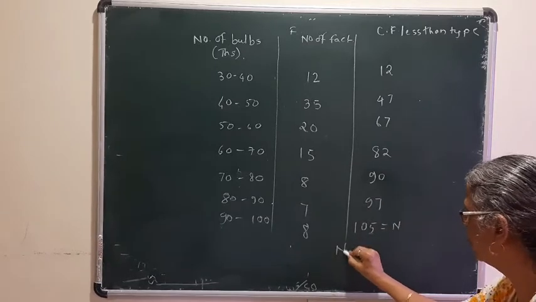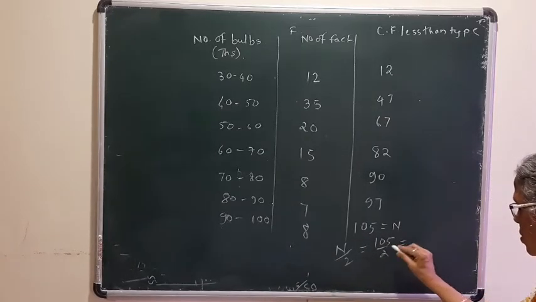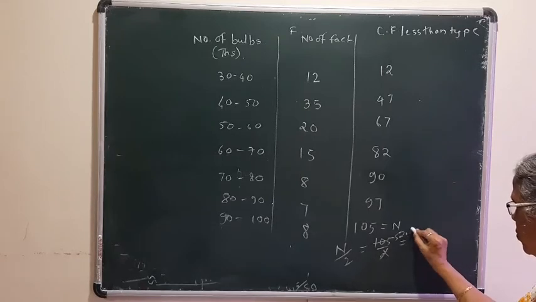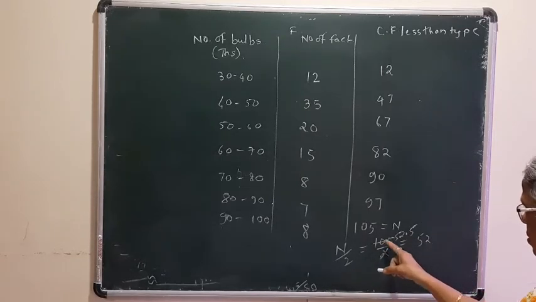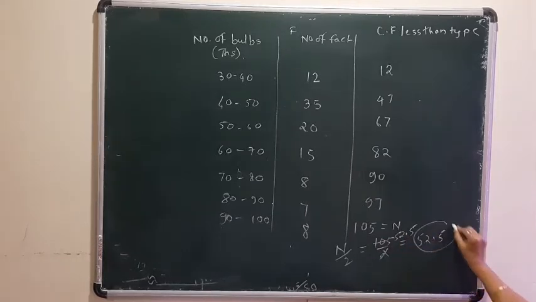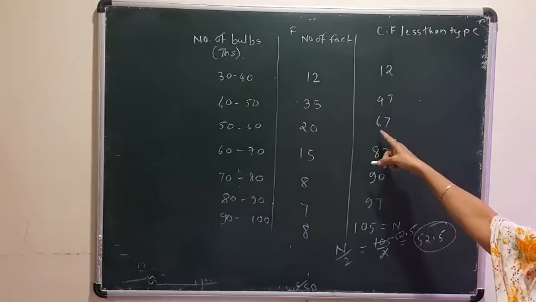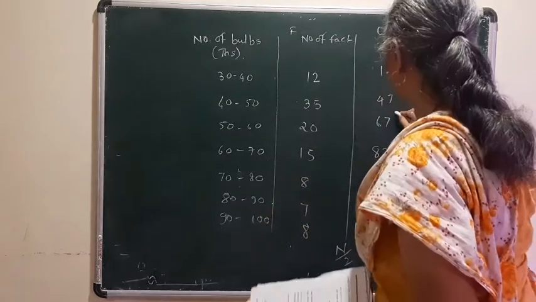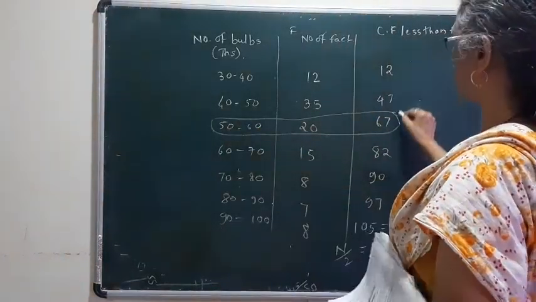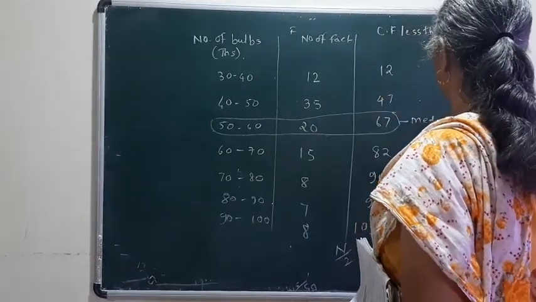So n by 2 will be 105 by 2, 52.5. So that is your n by 2. Now 52.5 means which will be the median class? This 50 to 60 will be the median class, because it will not come in the 47 CF less than type. So this is your median class.